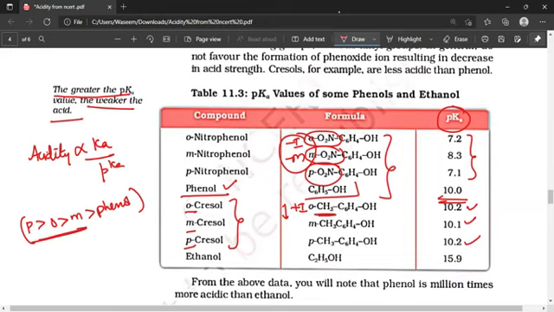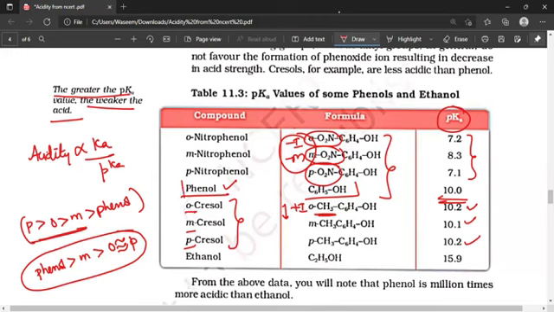Now look at the pKa values and you can write the order. Phenol is more acidic, right? Then comes metacresol, then comes ortho equal to para. Nitro group is an electron withdrawing, minus I group, which increases the acidity, and methyl is a plus I, electron releasing group, which decreases the acidity. So you can mark phenol as a benchmark. Here it increases because of nitro, here it decreases because of the methyl.